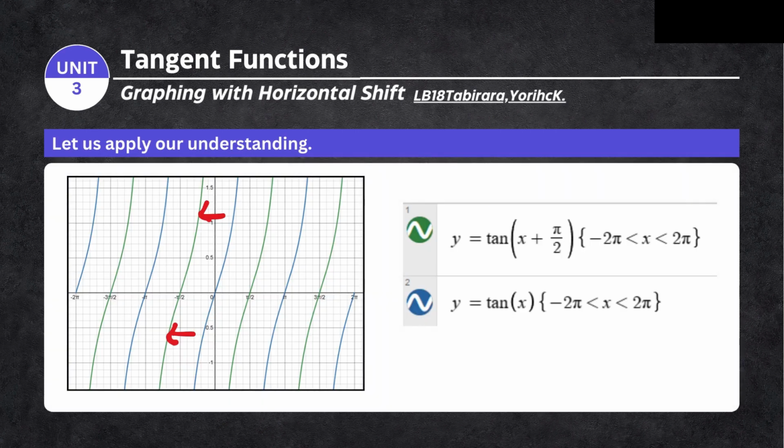Now, let us see how the horizontal shift changed the graph of the original function. As mentioned earlier, when we graph the function y is equal to the tangent of the quantity x plus pi over 2 compared to the original function, which is y is equal to tangent of x, we can see that the graph has shifted pi over 2 units to the left.